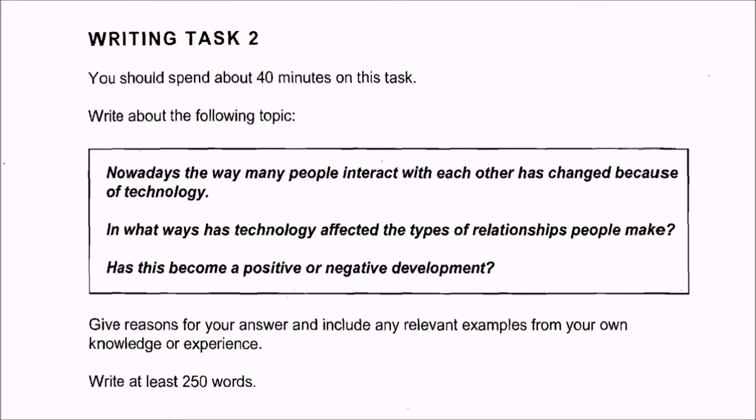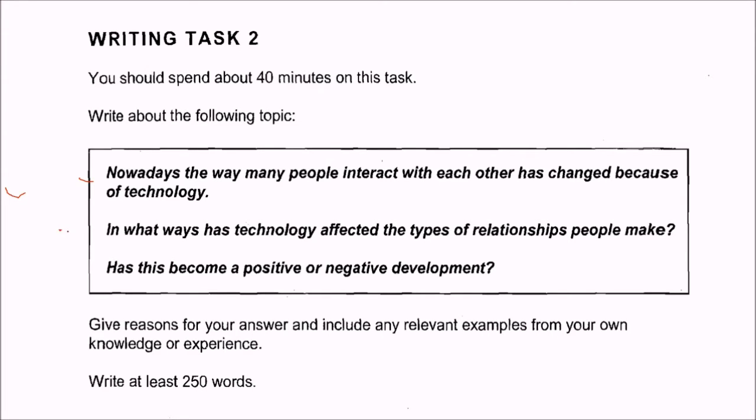Now this is writing task 2. You have 60 minutes to answer tasks 1 and 2, so this totally depends on you which you choose. And this task has double weightage than the previous one. And the topic is, nowadays the way many people interact with each other has changed because of technology. In what ways has technology affected the type of relationships people make? Has this become a positive or negative development?